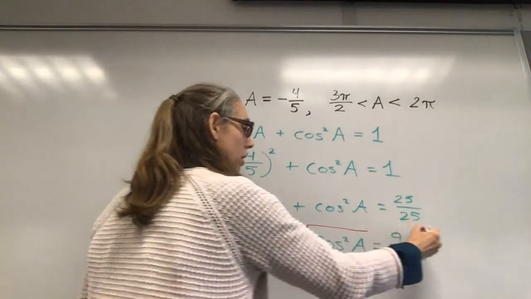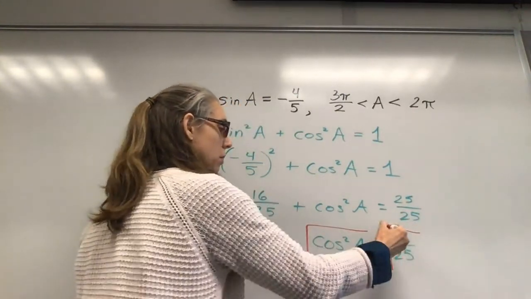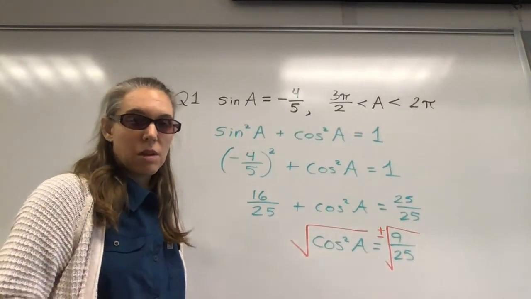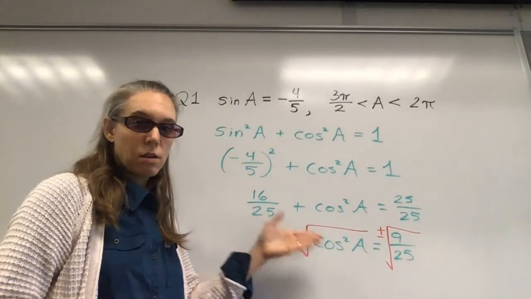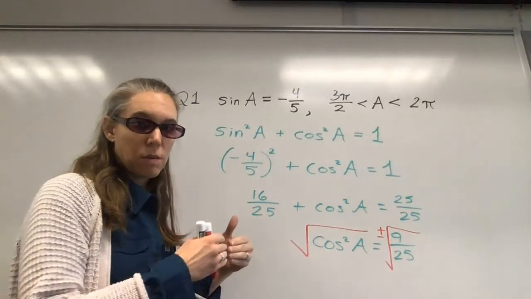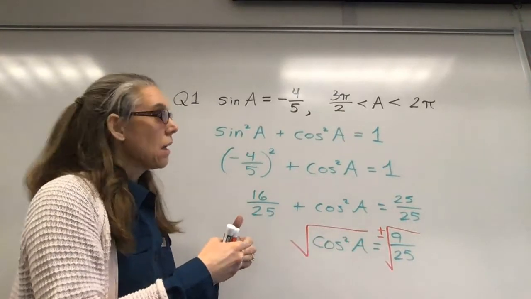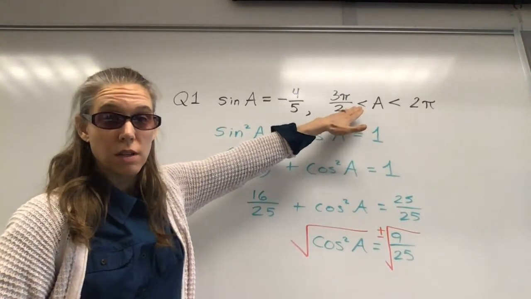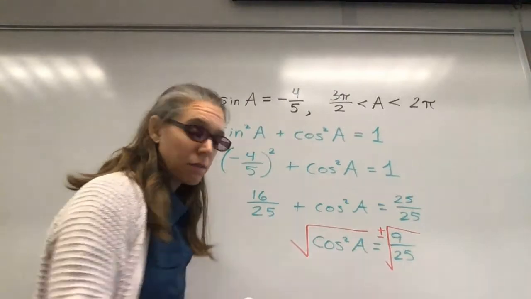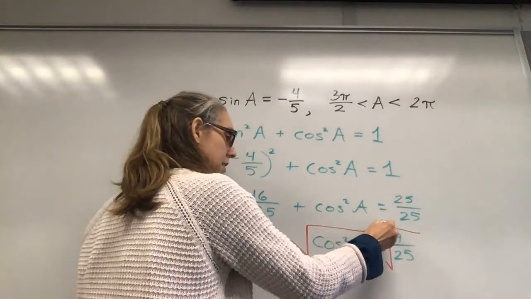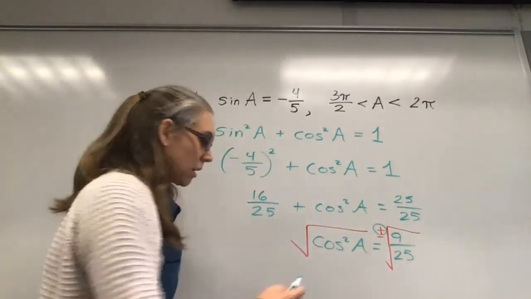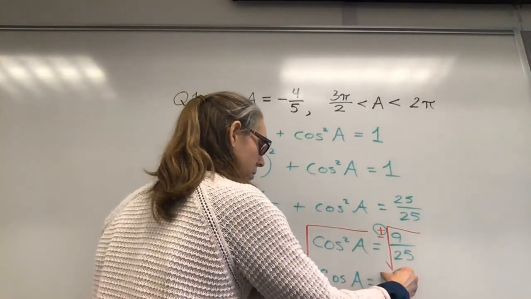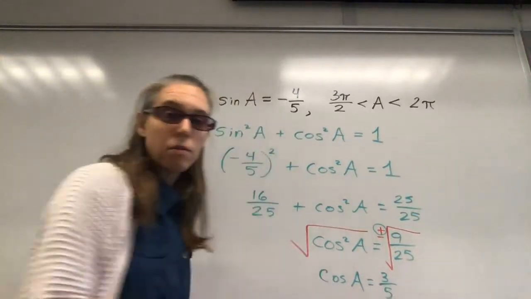Now when you take the square root of both sides using the square root property, there occurs this plus or minus. Now we need to think about this. Cosine is going to be the x direction, and we are located in the 4th quadrant. So in the 4th quadrant, cosine is positive, which means that we're going to be selecting only the positive value here. So then cosine of A is equal to 3 over 5.